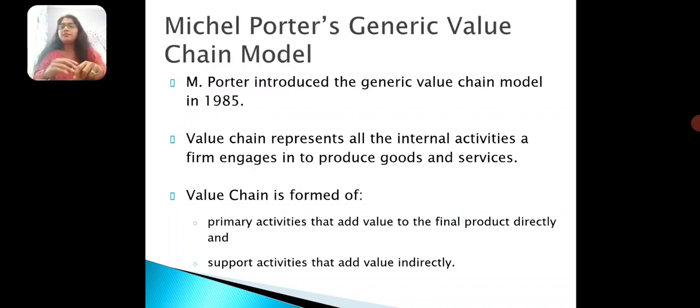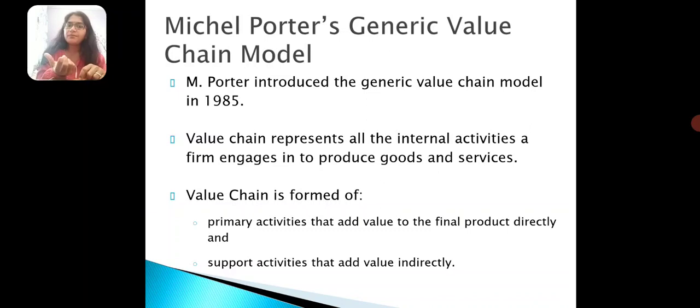So here again we have Michael Porter's generic value chain model. In the previous session, when we discussed competitive advantage through cost advantage or through differentiation advantage, here also we will talk about a similar concept. Again, even that was from Michael Porter, even this is from Michael Porter himself. So this generic value chain model came in 1985. He came up with the idea of the generic value chain model.